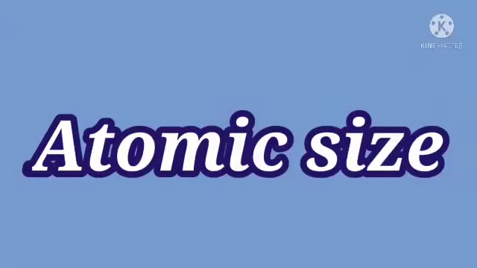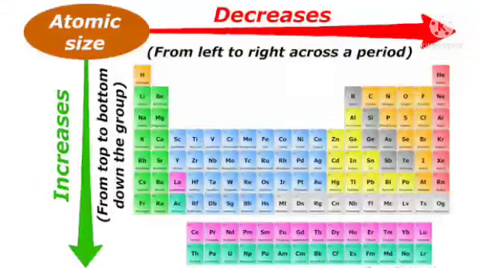The third property is atomic size. It is the distance between the center of the nucleus and the outermost shell. In a period, the atomic size of the elements decreases from left to right because the nuclear charge increases and so the electrons are pulled close to the nucleus. In a group, the atomic size of the elements increases from top to bottom because the number of shells increases and the distance between the nucleus and shells also increases.